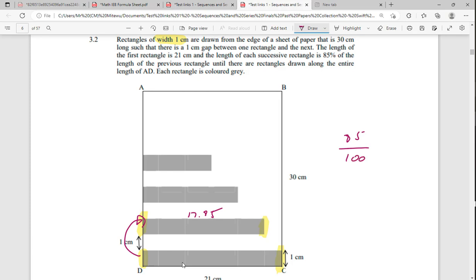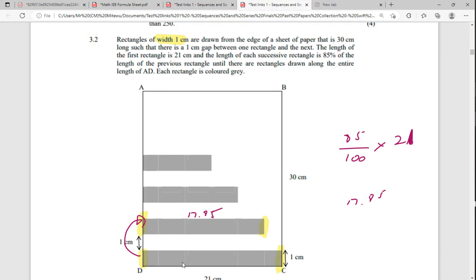85% means 85 over 100, or 0.85, and "of" typically means multiplied by, and then you get your answer. Now we have 17.85, and it says each successive rectangle is 85% of the previous one. So I'm going to take 17.85 and find 85% of that, which is 15.1725.